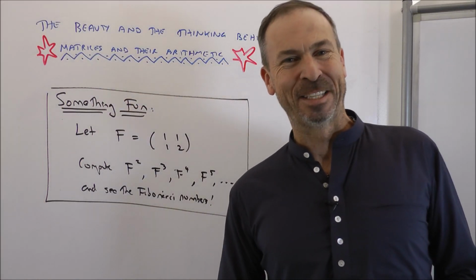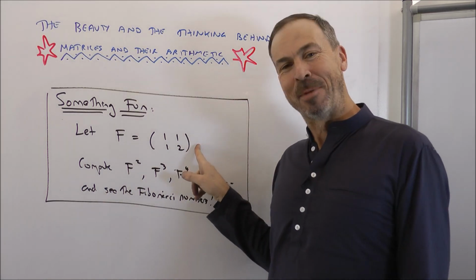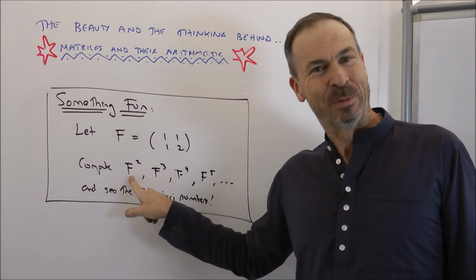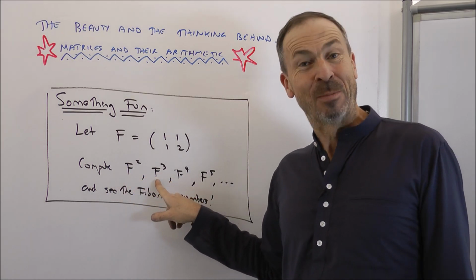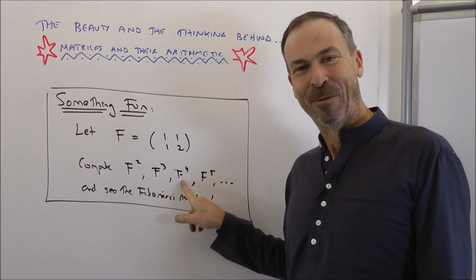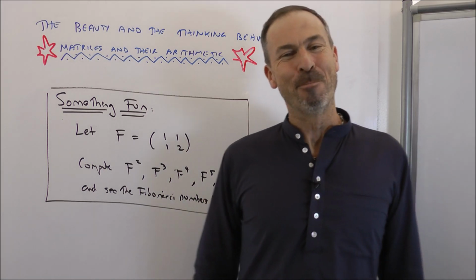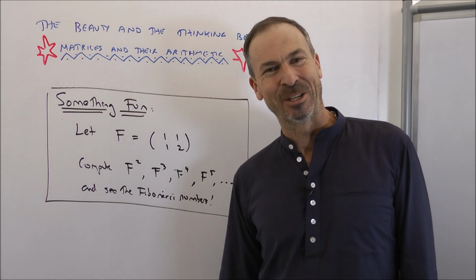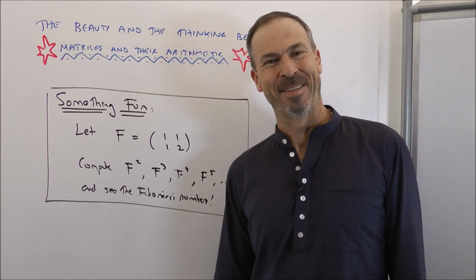Okay, just to end off, here's something fun. Look at the 2 by 2 matrix I'll call F. That's 1, 1, 1, 2. Work out F times F, F squared. Work out F times F times F, F cubed, F to the 4th, F to the 5th, and so on. And I'll bet you'll see the Fibonacci numbers. This matrix actually generates the Fibonacci sequence. Play with it and see what I mean by that. Give it a try.